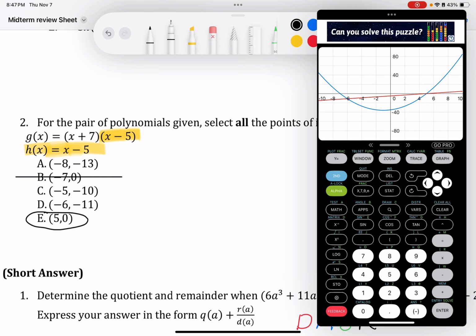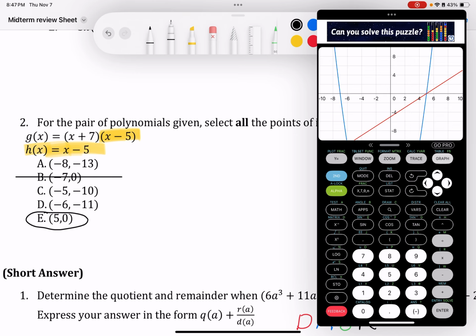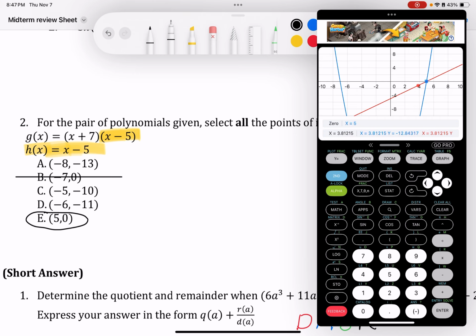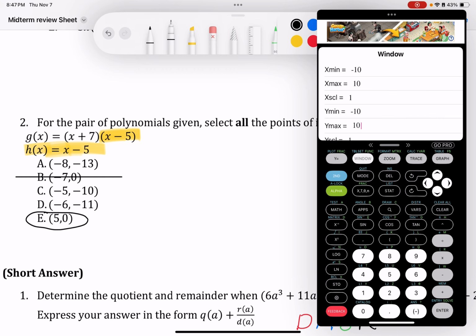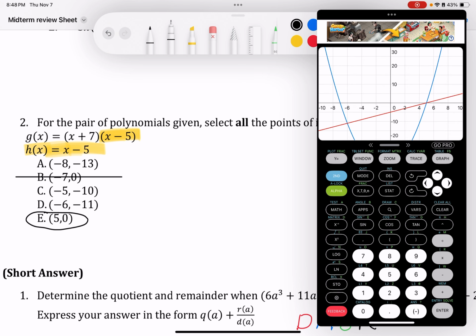I want to make the window a little bit smaller for y, so make that negative 10. Make the max positive 10. Maybe I should have reset the window. Let's make that actually negative 20 and make that max positive 20. 30 is fine. I don't care. All right. It's being difficult.